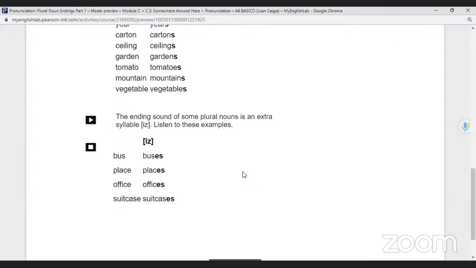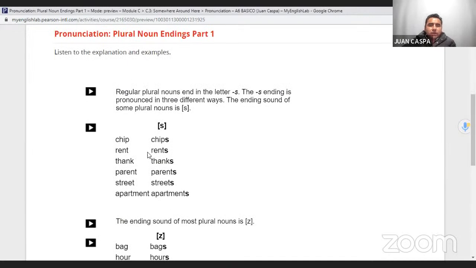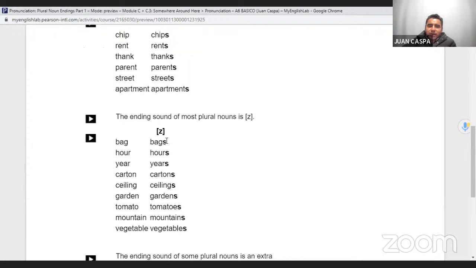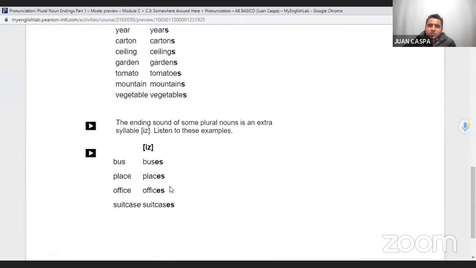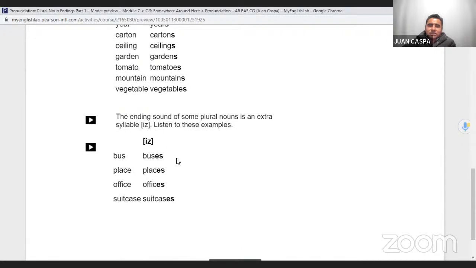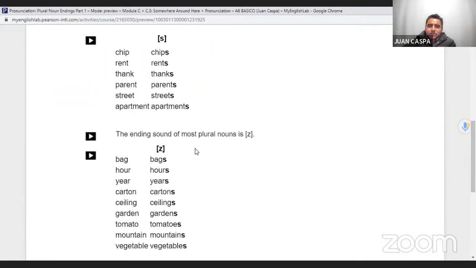Okay. So here we have some plural nouns with the S sound, like chips, rents, right? But over here, bags, hours, years, cartons, ceilings, right? With Z. And over here with an extra syllable, like buses, places, offices, and suitcases. Well, there are some pronunciation differences with the S sound with plural nouns, by the way. And the other one, you just have to record and you will work in that way.